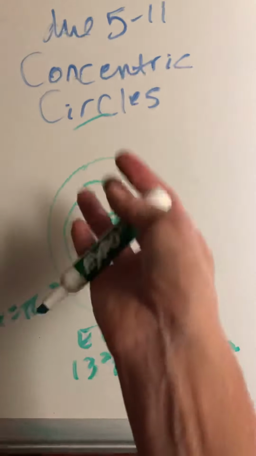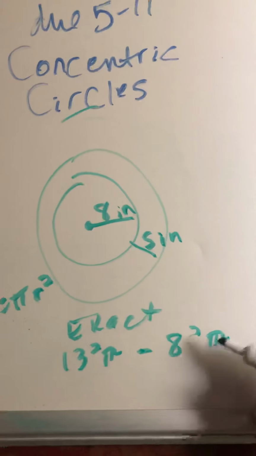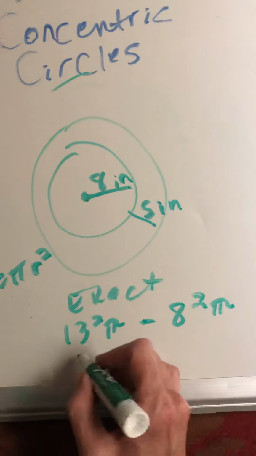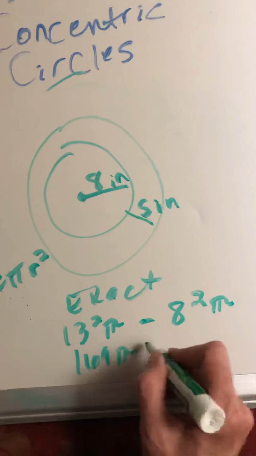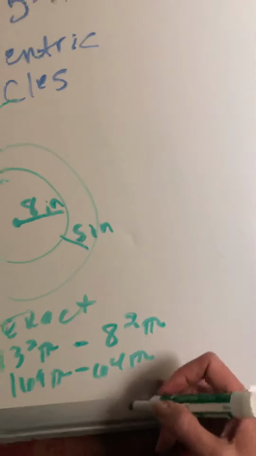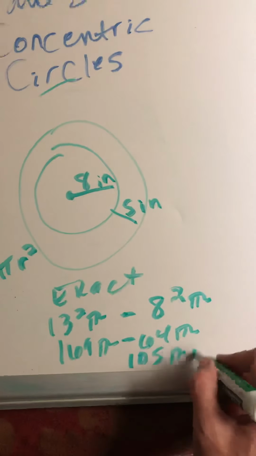So it's like the donut. You're taking out the donut hole. Here's the hole. Here's the donut hole. You're taking it out of the donut and you're leaving the rest of the donut. Okay? So this would be 169 pi minus 64 pi. So 169 pi minus 64 pi would leave you 105 pi inches squared.